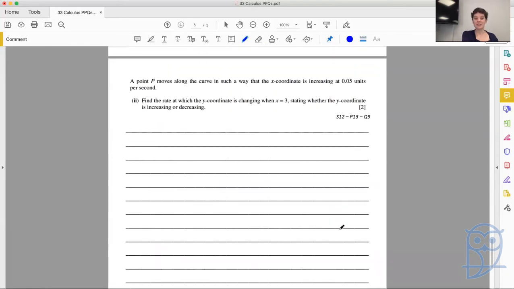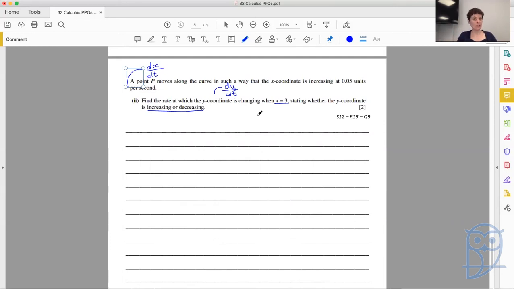Why is it different? A point P moves along the curve in such a way that the x coordinate is increasing at 0.05 units per second, so dx by dt. Find the rate at which the y coordinate is changing, dy by dt, when x equals 3, stating whether the y coordinate is increasing or decreasing. So here we have to take a little bit more note of our sign. We're not just going to give a final answer from our calculation.